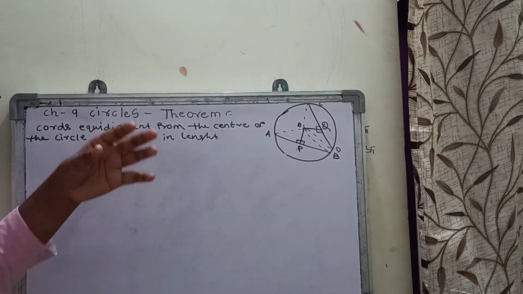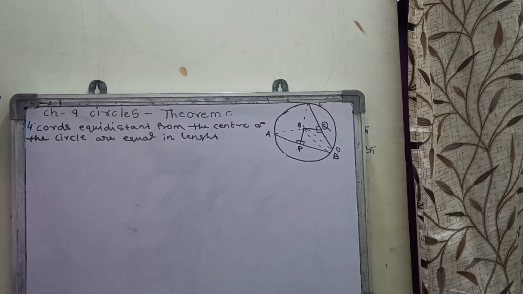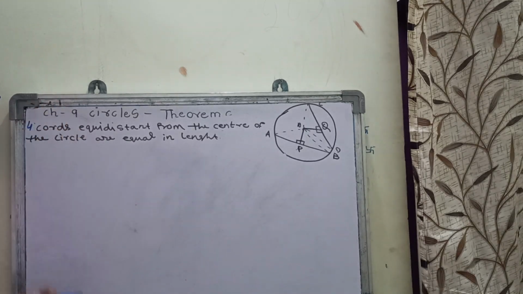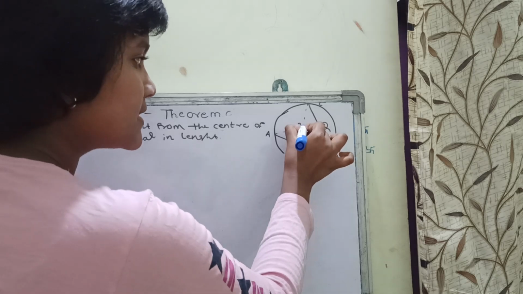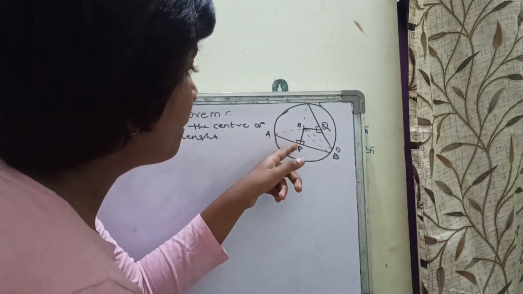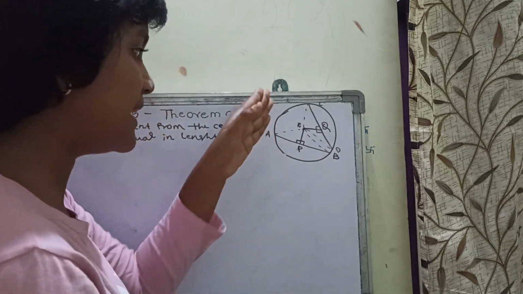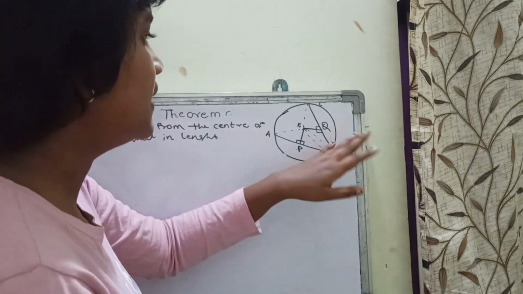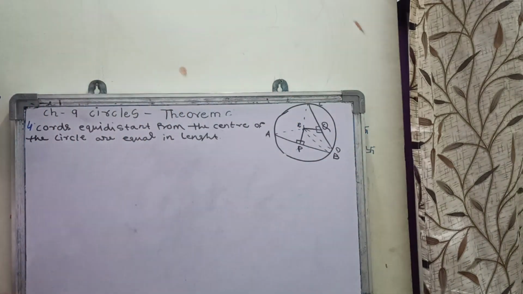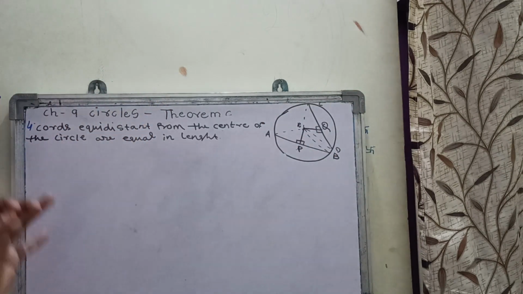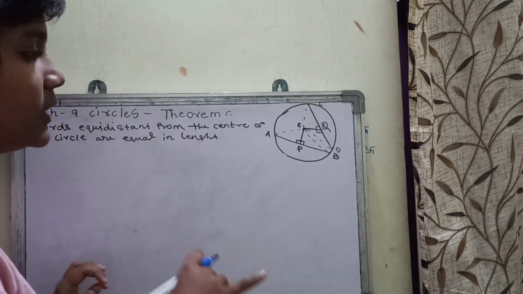So here is theorem 4. This is a bit easy theorem if you understand this. Okay, what is the theorem? Chords equidistant from the center. OP, OQ. AB and CD are the two chords given in the picture. You can see AB, CD are the two chords equidistant from the center of the circle, are equal in length.